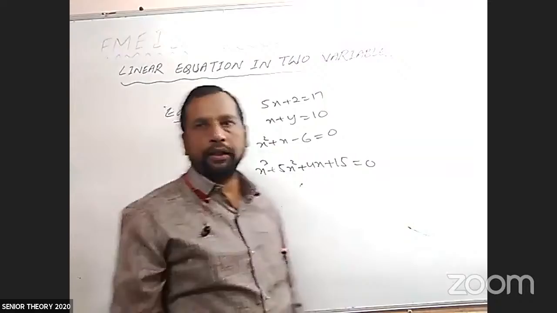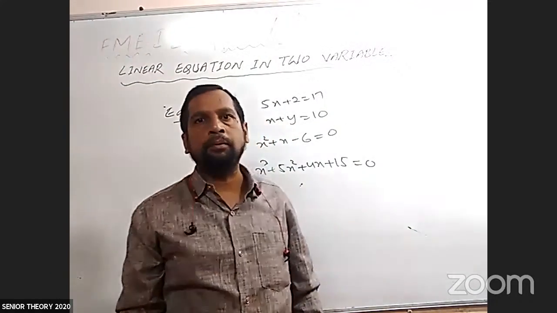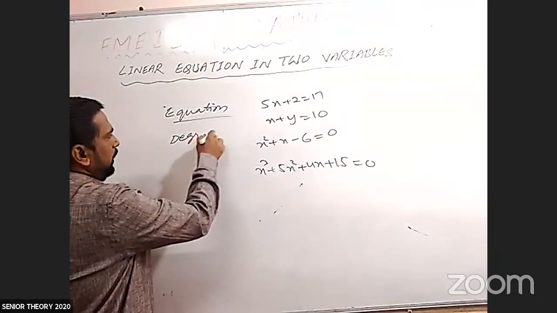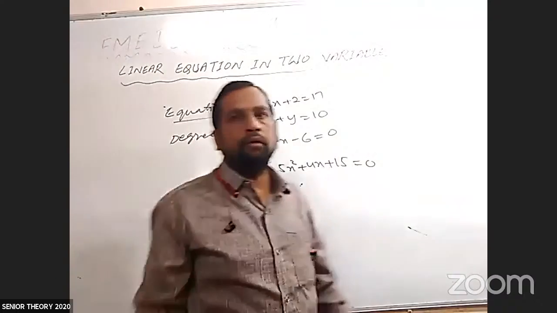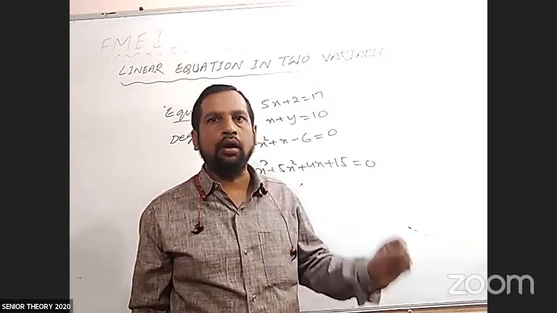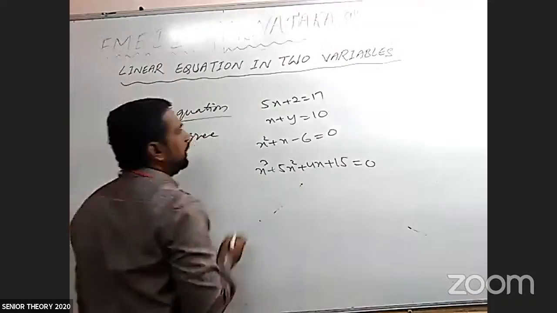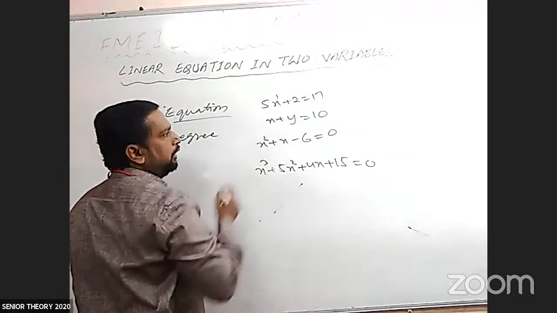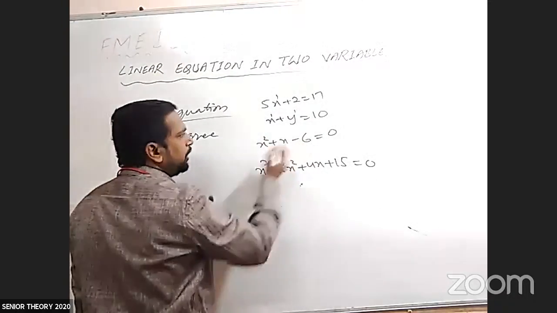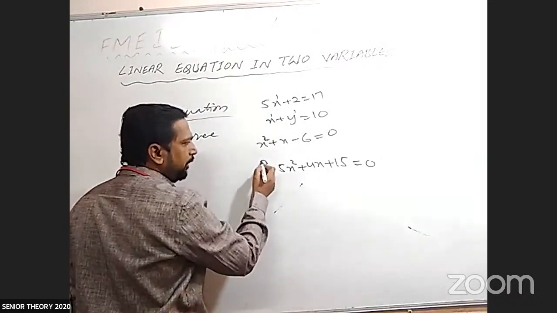Based on the degree, the equations are of different types. What is meant by degree? First, we should know the meaning of degree. Degree means the highest power of a variable, called the degree of a polynomial or the degree of an equation. The highest power is the exponent. Here the highest power is 1, and here also 1. In this equation the highest power is 2, and in this equation the highest power is 3.